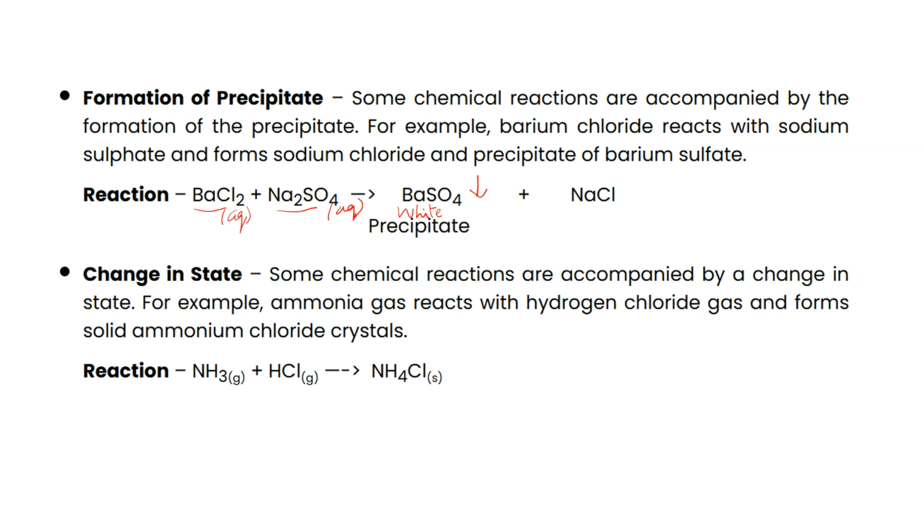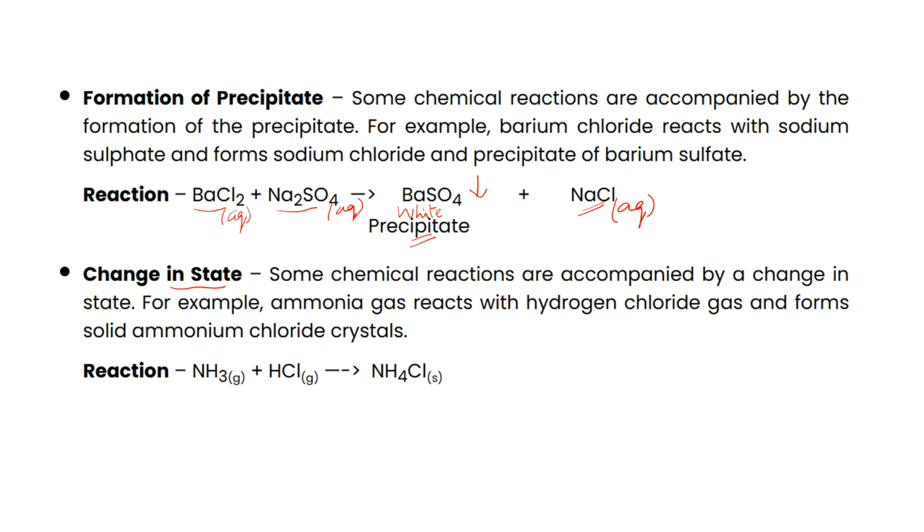Precipitate is an insoluble solid. And you have aqueous NaCl. The NaCl will be in the solution and barium sulfate will be an insoluble solid, which is a white precipitate. So you can see precipitate formation.